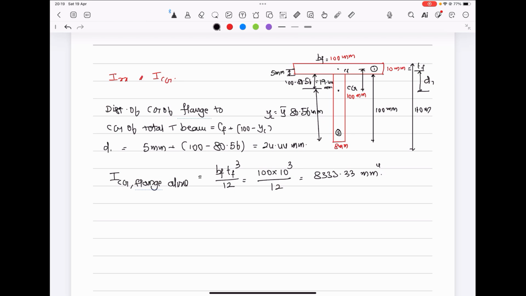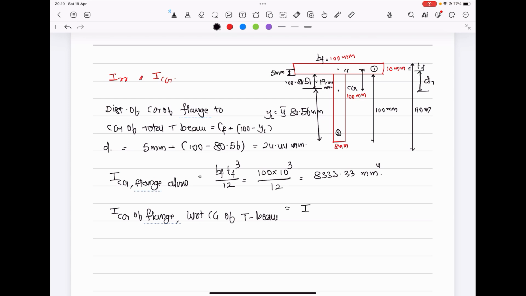833.33 mm to the power of 4. That is ICG of flange alone. ICG of flange with respect to CG of T-beam. Ultimately, with respect to CG of the T-beam, we have to find out ICG of flange with respect to CG of T-beam from the parallel axis theorem, which I have explained in my previous classes, previous lectures, please refer to them.